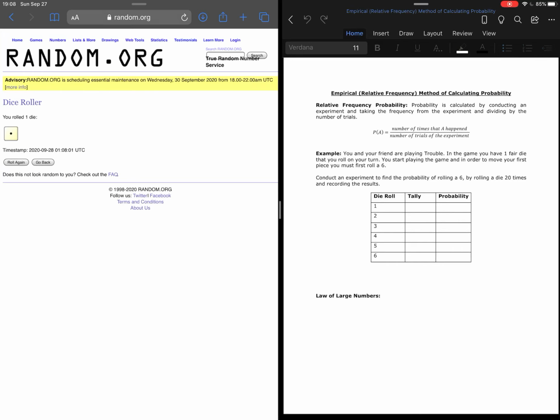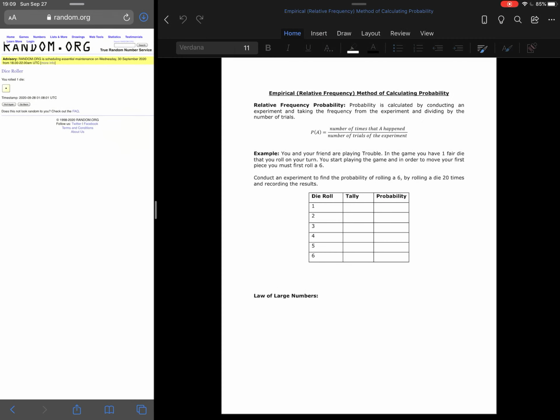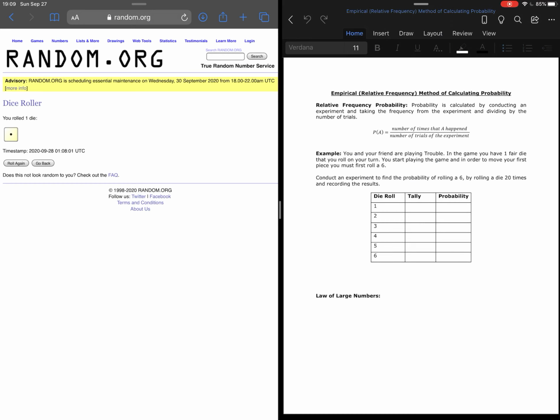So we're going to actually perform an experiment. I'm going to use a virtual die. On the left hand here, I have a website, random.org. This is a great website if you need to do any sort of probability experiments. They've got a lot of different ways to run experiments. I have up the dice roller, and this rolls the dice just as randomly as it would if I was actually rolling the die myself.